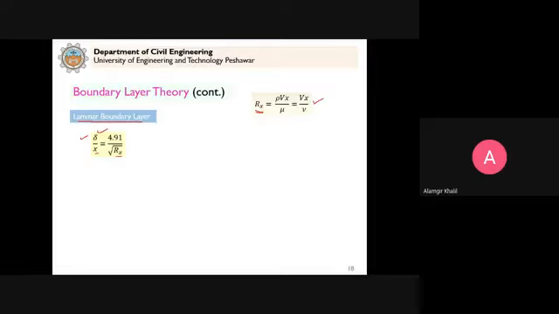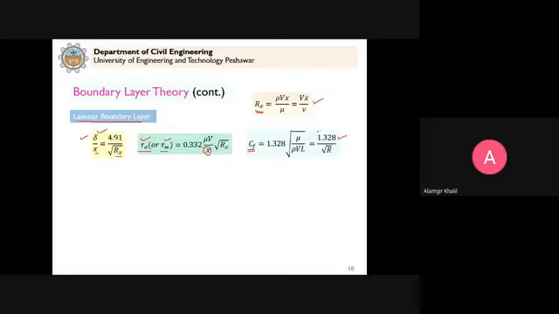Similarly, if we want to calculate the shear stress, that is denoted by tau naught or tau W, the wall shear stress. It is given by this equation here. You see the shear stress is inversely proportional to x, and as the x increases, the shear stress is expected to decrease. Similarly, the friction coefficient that we can calculate for the laminar boundary layer by this equation.